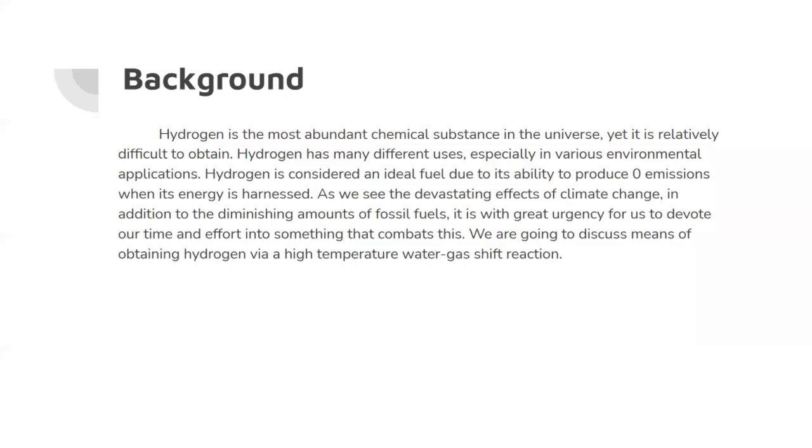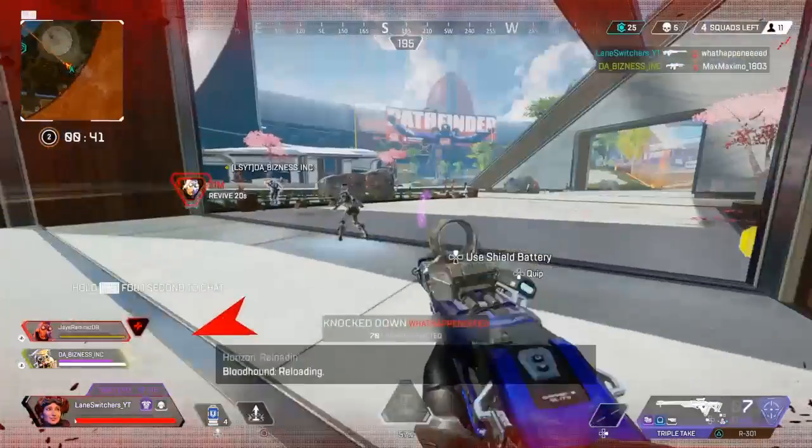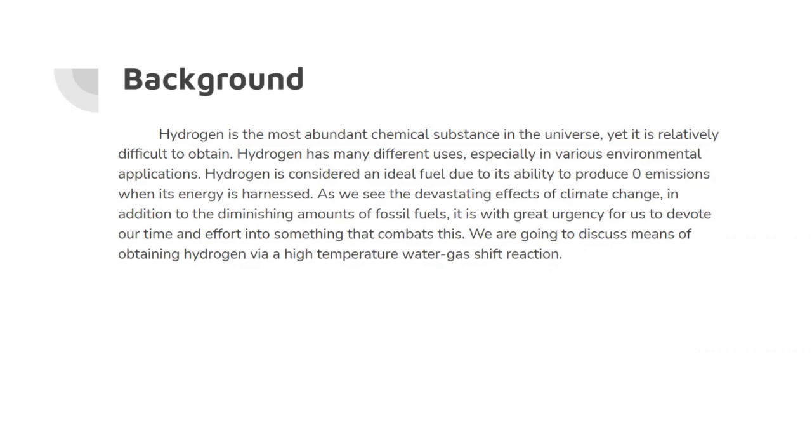So let's get started. For some background, hydrogen is the most abundant chemical substance in the universe, yet it is relatively difficult to obtain. Hydrogen has many different uses, especially in various environmental applications. Hydrogen is considered an ideal fuel due to its ability to produce zero emissions when its energy is harnessed. As we see the devastating effects of climate change, it is with great urgency for us to devote our time and effort into something that combats this. We are going to discuss a means of obtaining hydrogen via a high temperature water gas shift reaction.